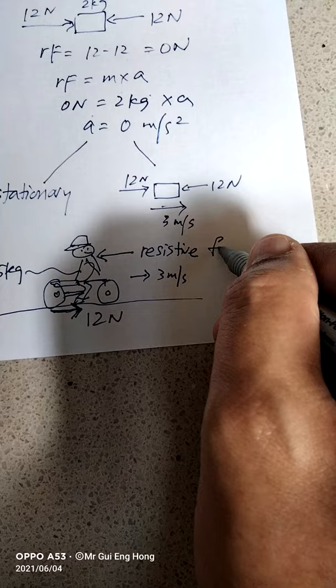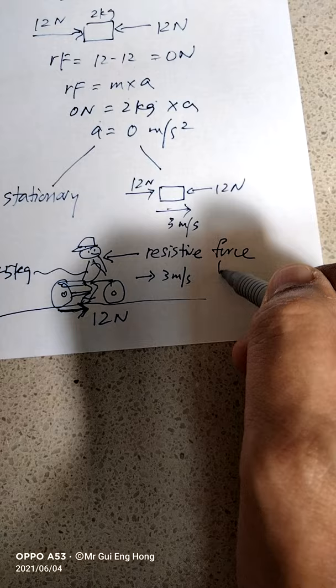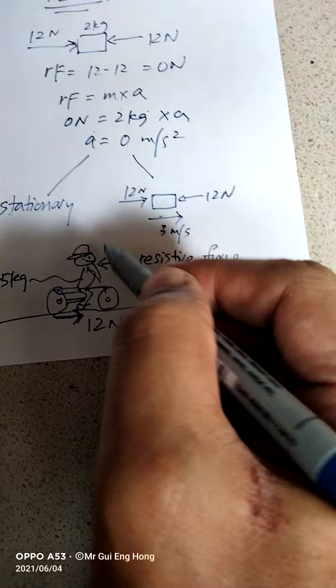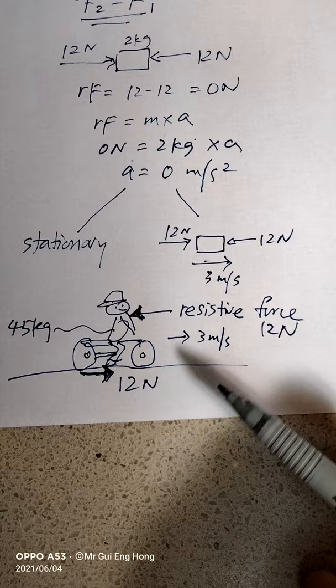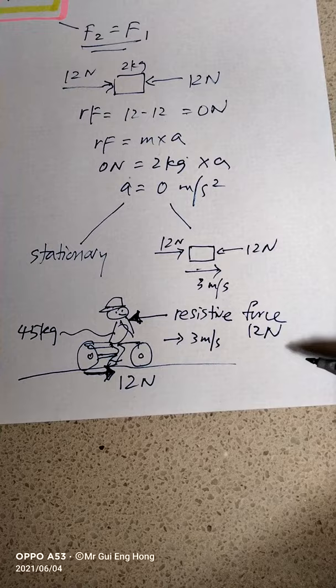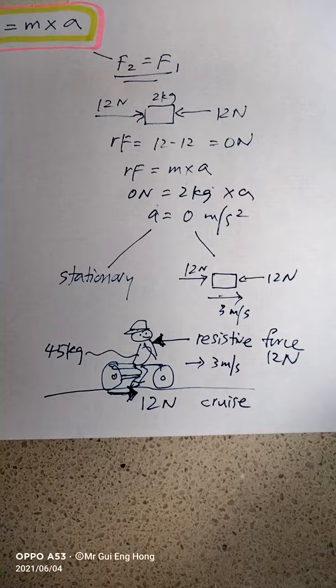Why? Because this 12 newton and this 12 newton, because they are in opposite direction, will cancel out each other and give a resultant force of 0 newton, and it will still continue to go forward at a constant speed. Now we call this cruising in action, and you can experience this sometimes when you're riding a bicycle.